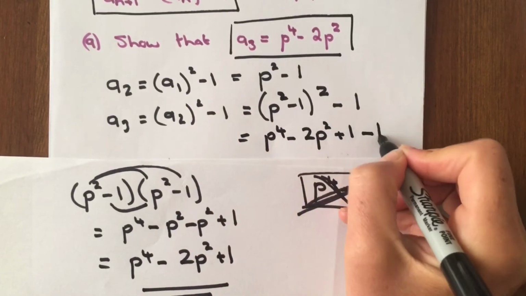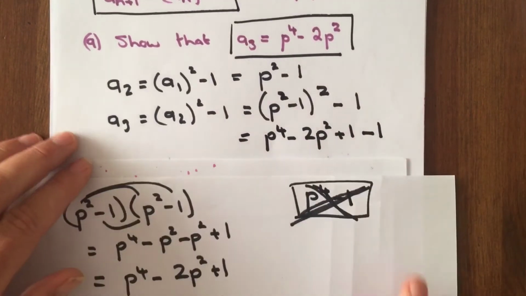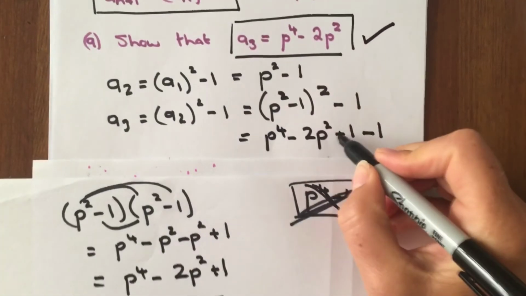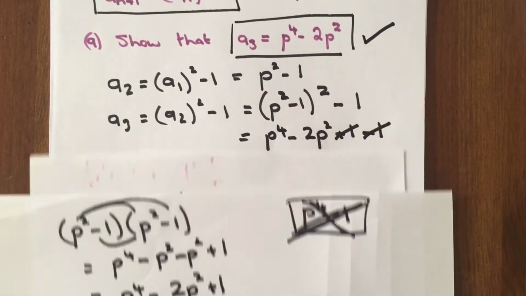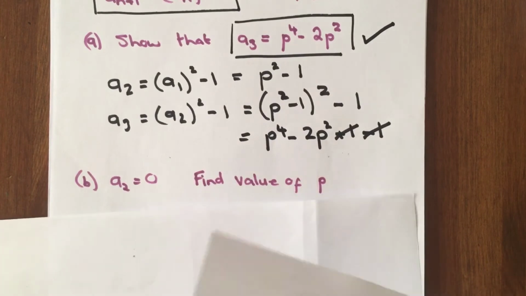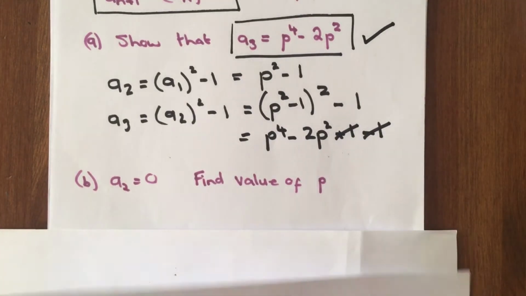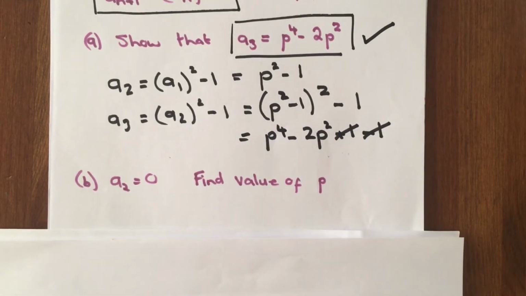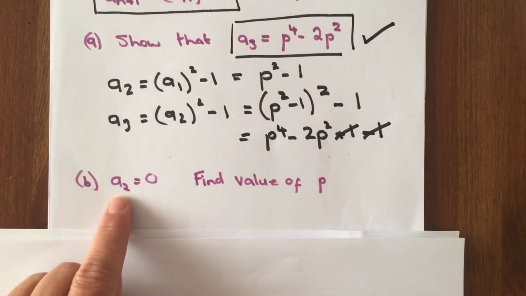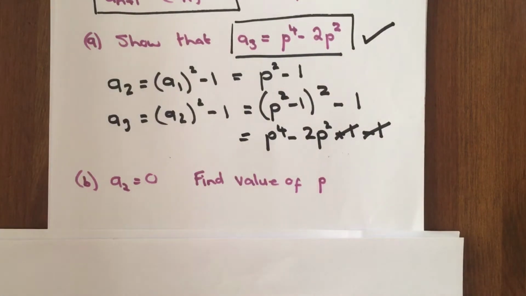And then I'm going to take away 1. So the 1's will cancel and I've got back to what I need. Okay, fantastic. Right, part B of this question asks you to find the value of P if you're told A2, not A1, you're told A2 is 0.